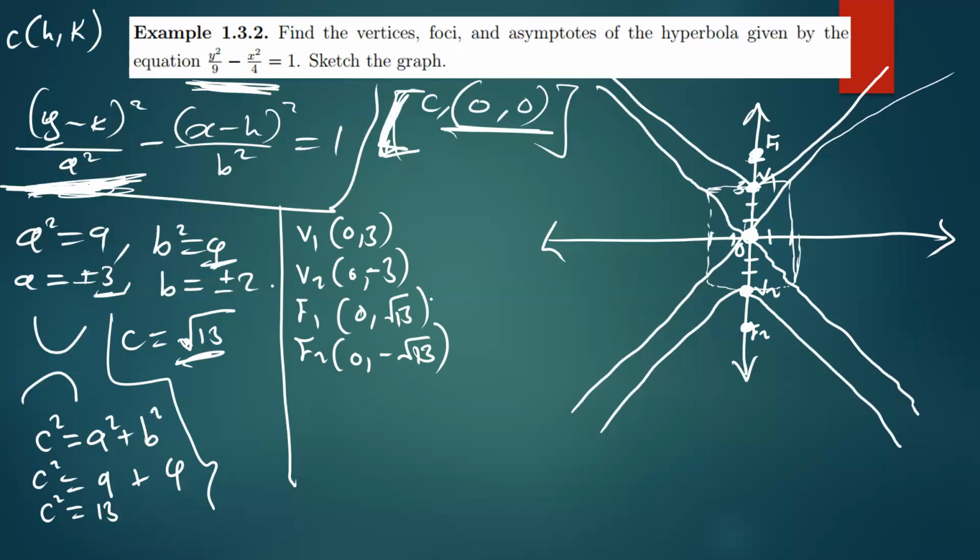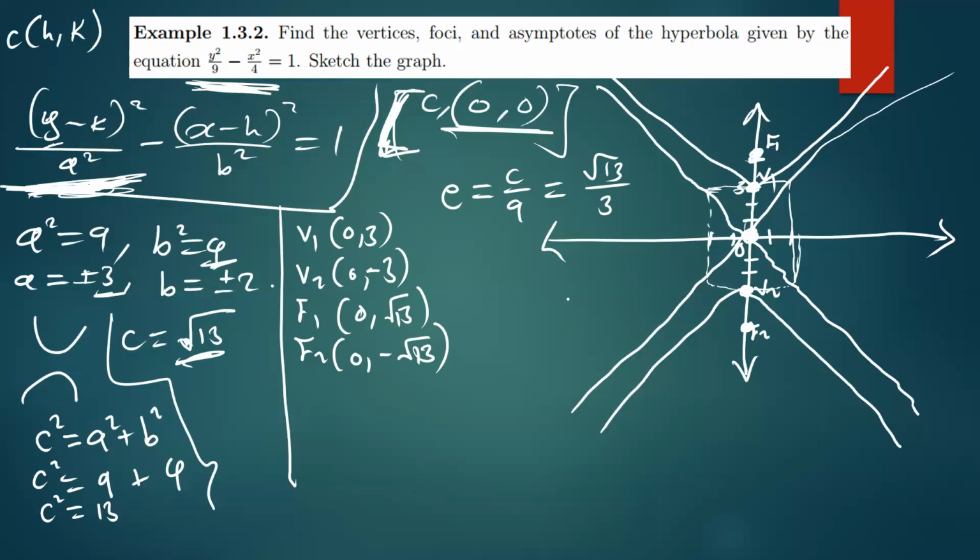The other thing that you need to do here is to find the eccentricity. The eccentricity is given by C over A, and C in this case we found to be the root of 13, divided by A. The value of A is 3, so you divide by 3. This is the eccentricity. I don't know if I've forgotten to find other things. Oh, the equations of the asymptotes.